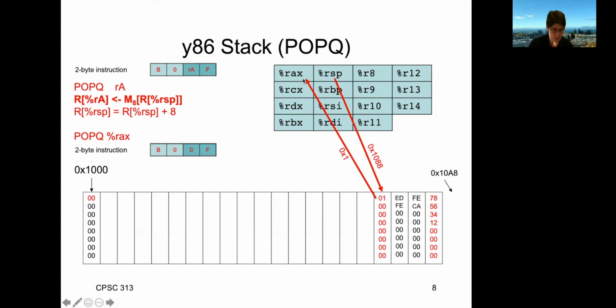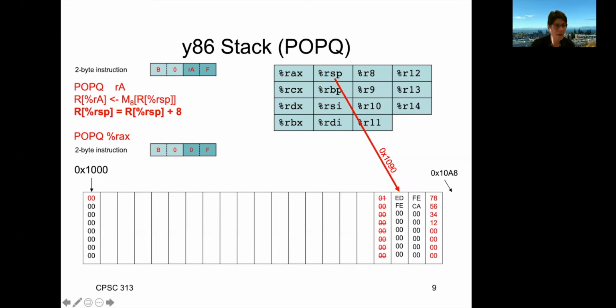Then, just like we did with pushq, we have to adjust the stack pointer because we've removed something from the stack. So now, instead of subtracting 8 from the stack pointer, we add 8, so that we indicate that this location is no longer on the stack. What do I mean? We haven't done anything to the value stored in memory, but from the perspective of the stack, it's not there anymore because the stack pointer points to the next location. Okay?